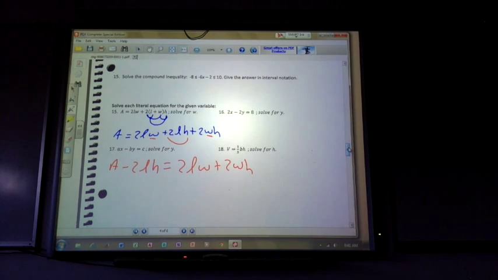What do you guys think? Can I go 2LW plus 2WH and get like 4LWH or something? Boy, that's nasty. I think what I could do with the right side is I think I can reverse distribute the W. So I can factor out the W.